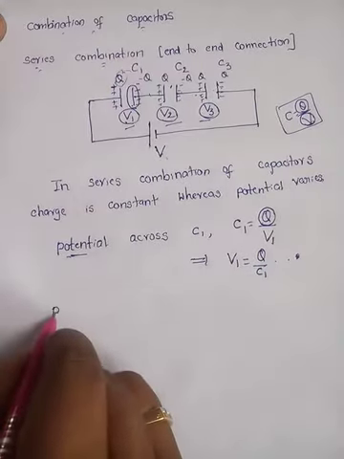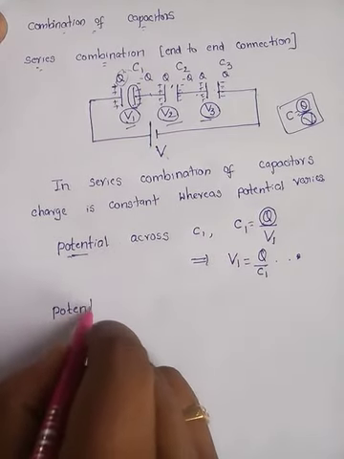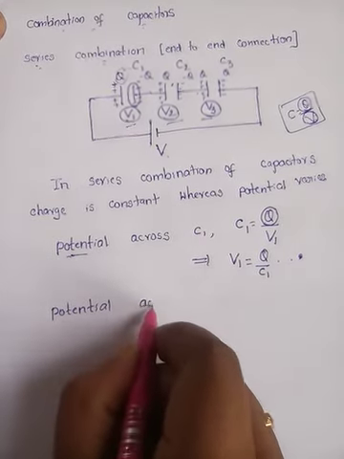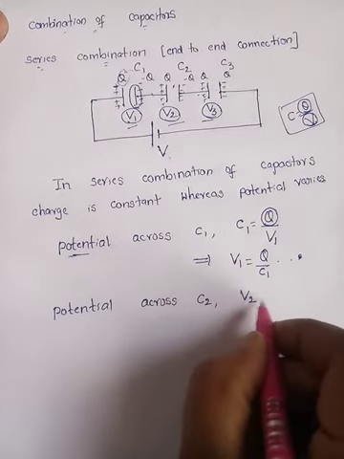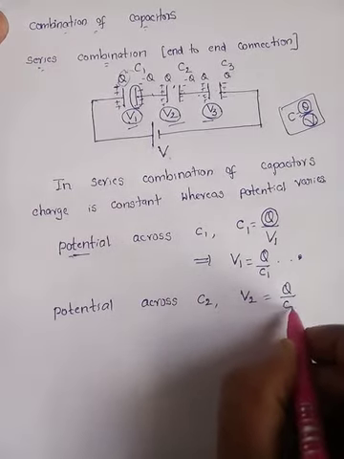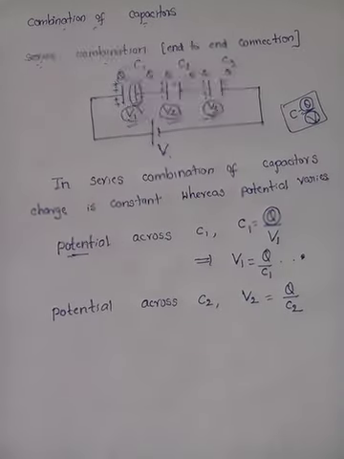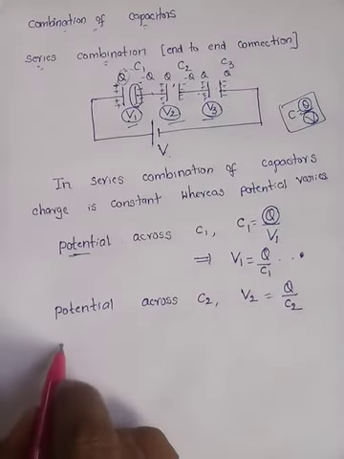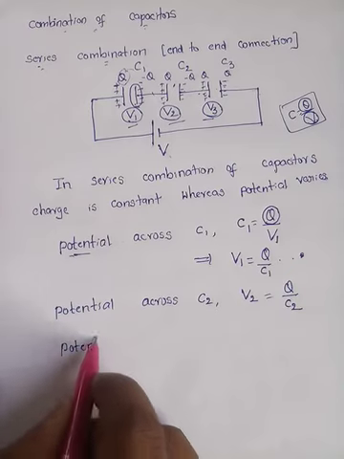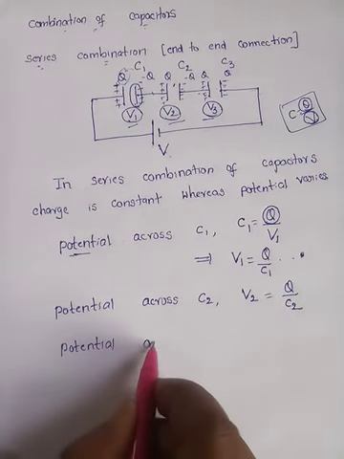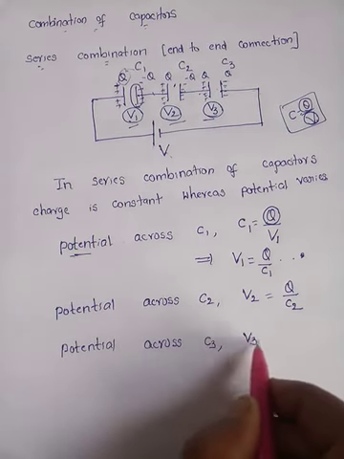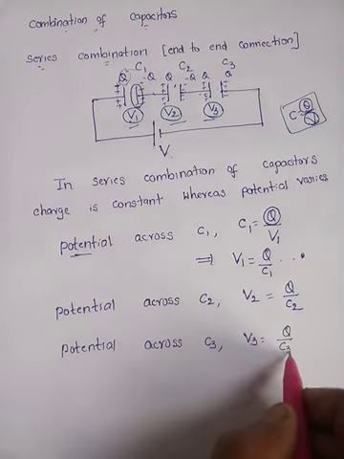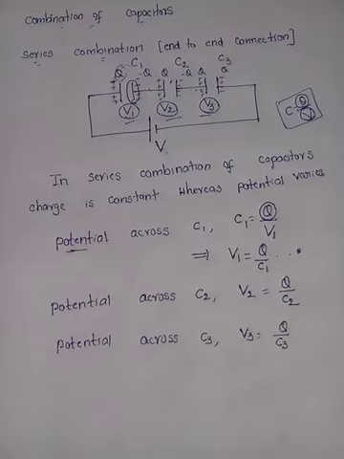Similarly, the potential across C2 we can write in a similar way: V2 is equal to Q by C2. And the potential across C3, V3, is equal to Q by C3.